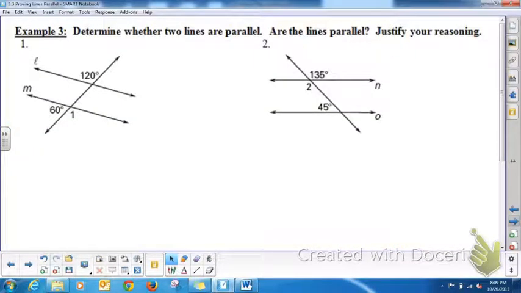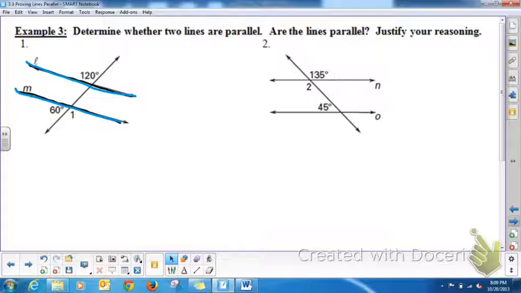Example 3. Determine whether two lines are parallel. Are the lines parallel? Can you justify your reasoning? So, looking at these two lines in number 1, line L and line M, are they parallel? Well, are these angles something to each other? They don't have a relationship that we have a theorem for.